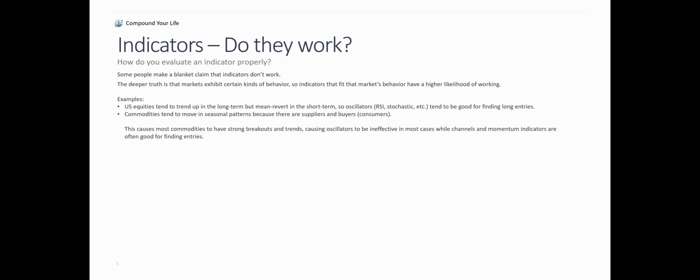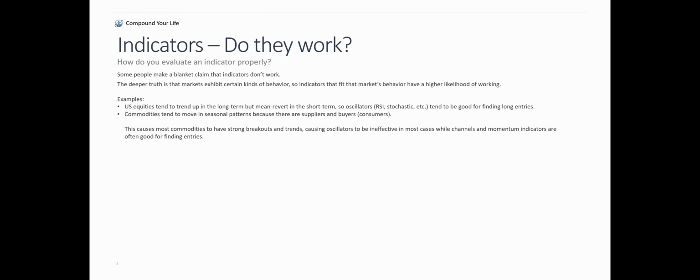So let's talk about indicators and markets. Most indicators are developed with a specific market in mind. So if you are using an indicator that doesn't match the general behavior of the market, which by the way, that general behavior can change for that particular market, but if you try to use an indicator that isn't aligned with the behavior of that market, then you typically will not have good results.